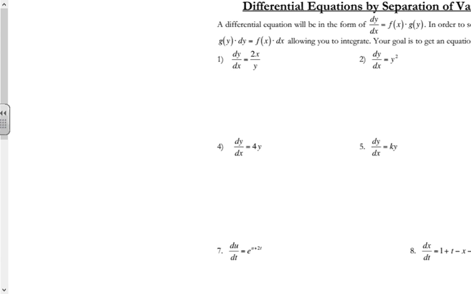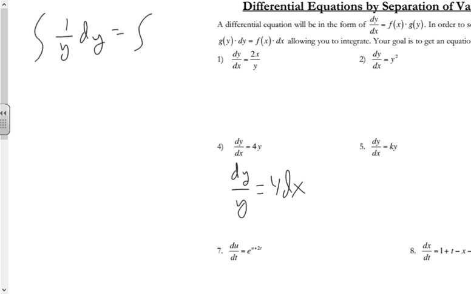So here I'm seeing dy over dx equals 4y. If I divide both sides by y, that gives me 1 over y dy equals 4 times dx. Now if I integrate 1 over y dy, and I integrate 4 times dx, this is going to give me the natural log of y equals 4x plus c. And then I could leave it here.